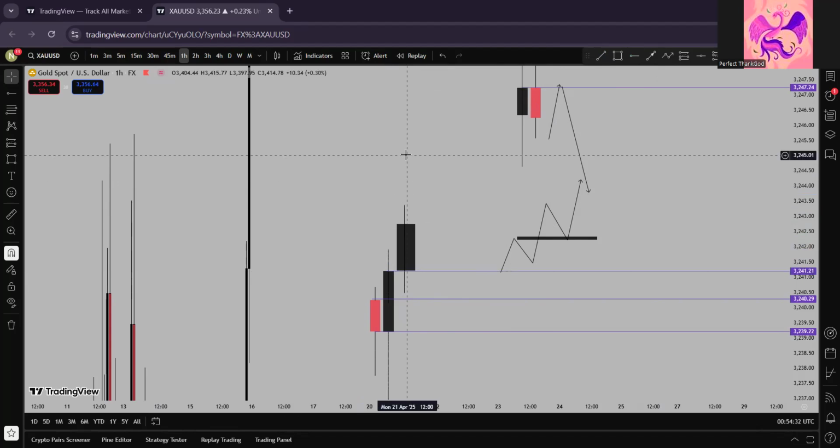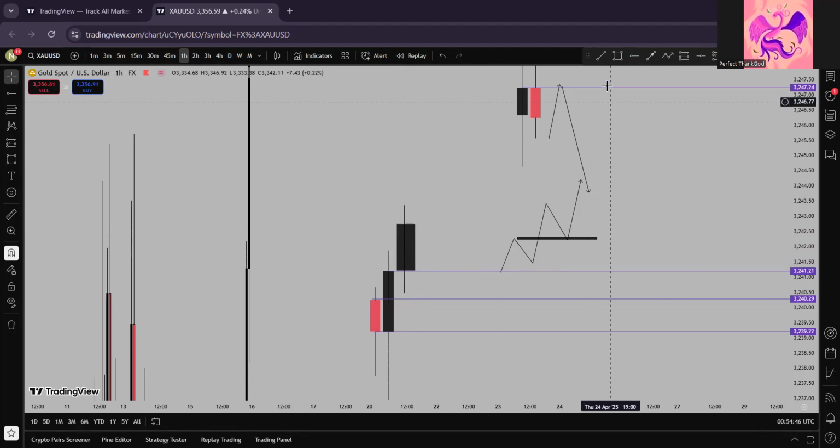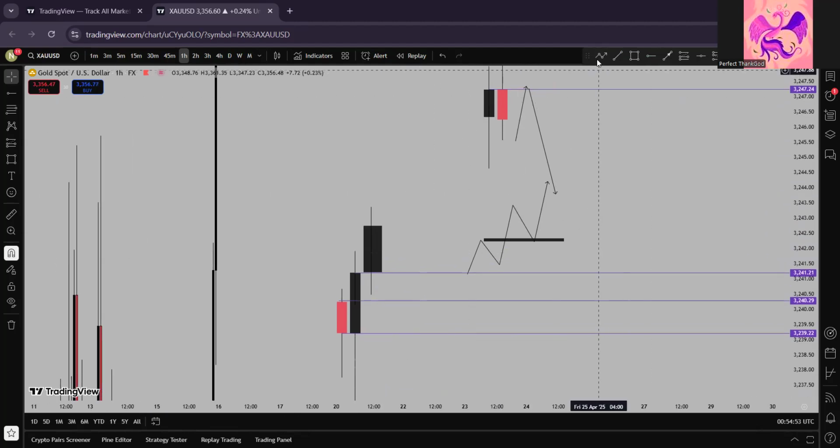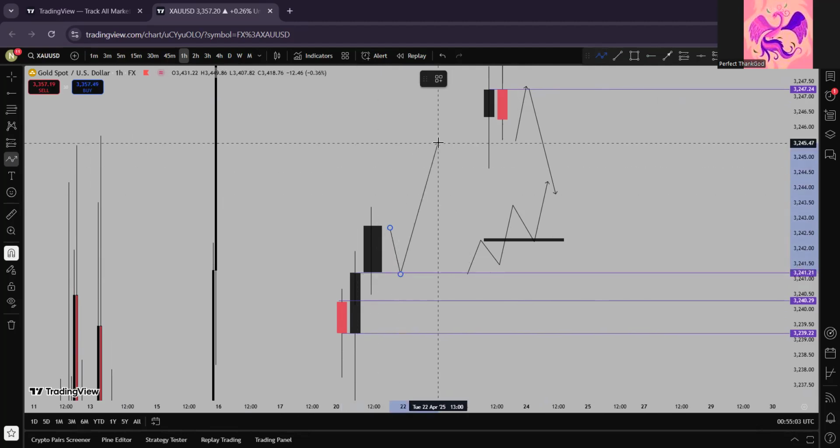As I said in the beginning, I don't want the video to be long. I would have made more explanations on why I take entries like this, maybe in another video. So this is my support. In this case, what am I waiting for? Price to come back here, tap from this level, this is support for me, and then go up. All right.